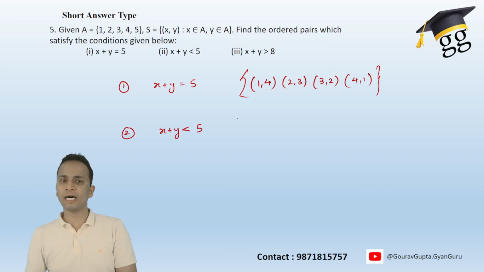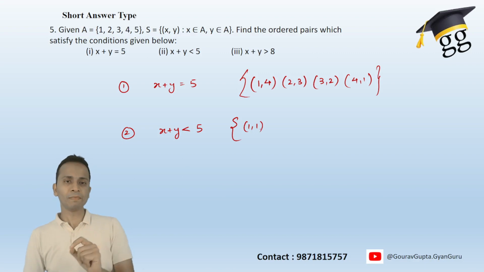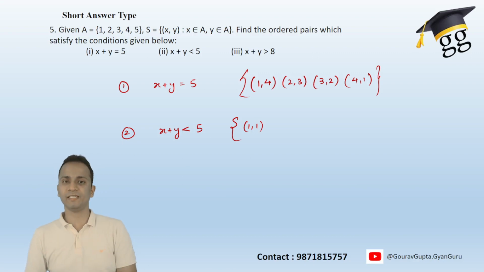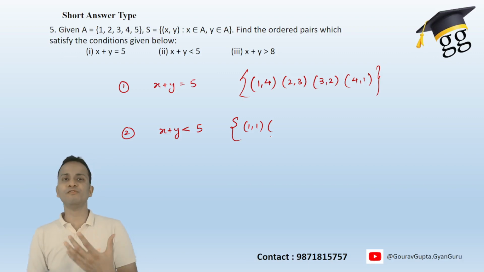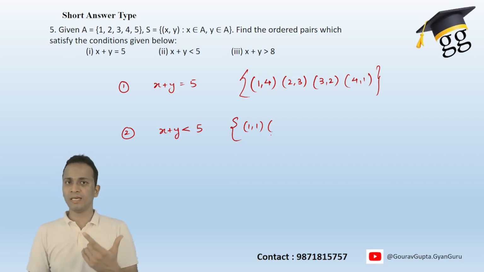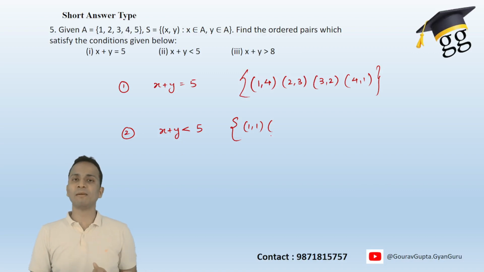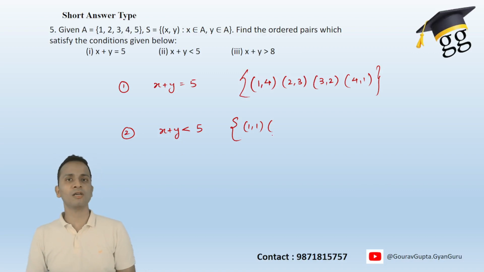Okay. So again, I'll start with the smallest value of x. So the smallest value of x is 1. The smallest value that y can take is also 1. 1 plus 1 is less than 5. Yes, it is. Next, keep the value of x the same and change the values of y. So when x is 1, y can be 1, 2, 3, 4, 5. Right? Every time just check if the sum is less than 5 or not.